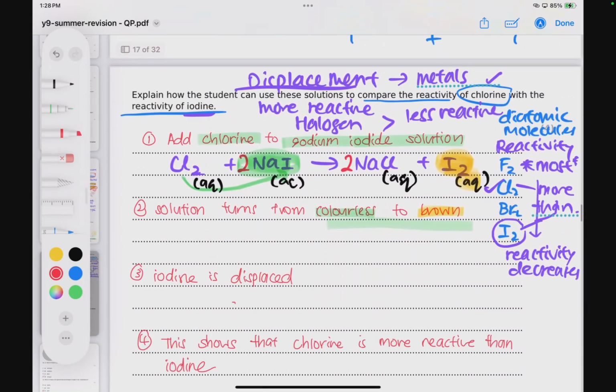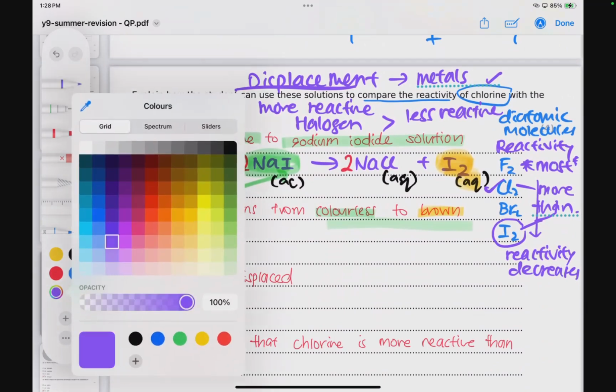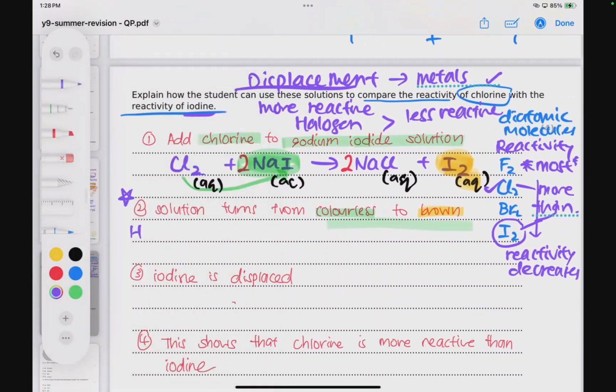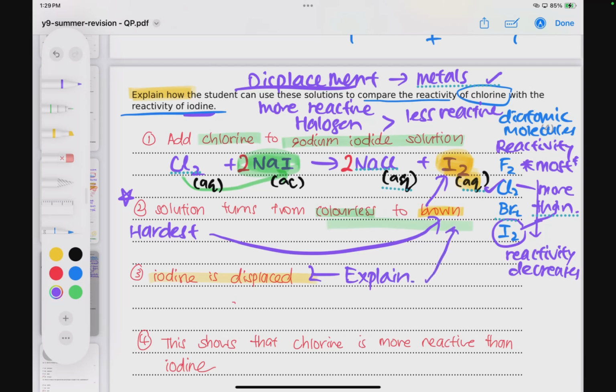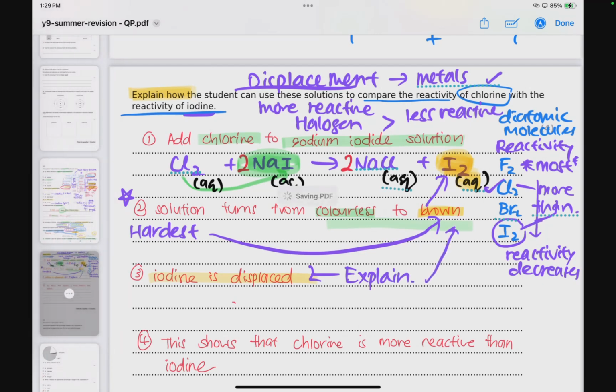Okay, so again, I'm going to pause here and just emphasize this is the hardest to score for a lot of students because they are not able to identify what's the final color. So the final color is based on the halogen that has been displaced. In this case, it's iodine. So to explain, because you need to explain, so why do we see brown? It's because iodine has been displaced. So this is the explanation, okay, why we observe this color.